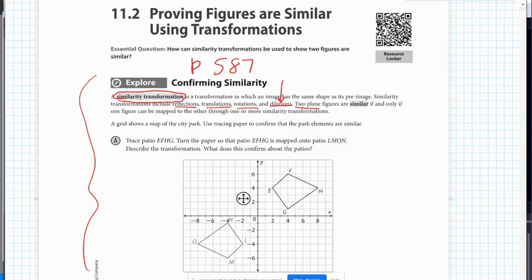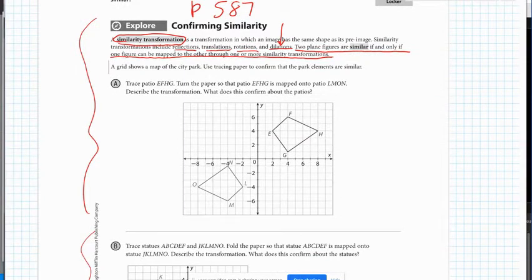Okay, so that's stated here. Two plane figures are similar if and only if one figure can be mapped to the other through one or more similarity transformations. Okay, so in example A here, to show that these two figures are similar, we can do a rotation. So this figure would rotate 180 degrees. So we see that point N rotates 180 degrees to point G, and point L rotates 180 degrees to point E, and so on.